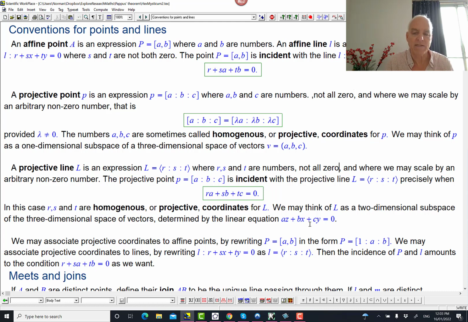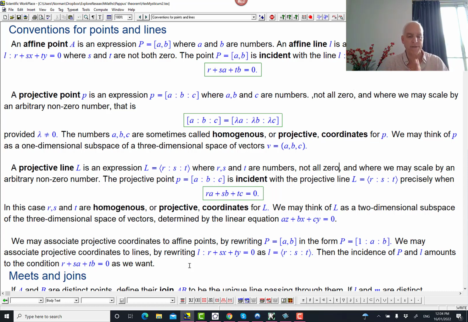So the usual linear equation, AZ plus BX plus CY equals 0. We'll maybe just use this slightly non-standard notation because I want to peel off the first of these coordinates as somehow special. So we're thinking of the X and Y as sort of like being the B and the C here. Okay, and we make that more clear by connecting the notion of projective coordinates to affine points.